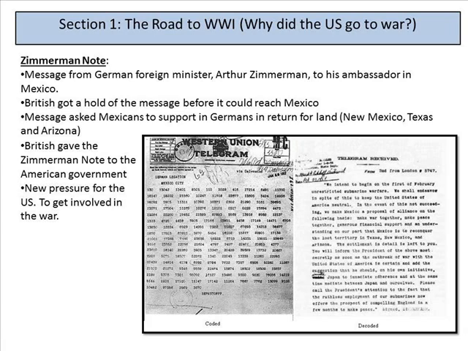Again, in section number 1, we see the Zimmermann Note. The Zimmermann Note is also a piece of sparking the United States' entrance into the war. You can see that it was a message from a German foreign minister, Arthur Zimmermann, to his ambassador in Mexico. The British got a hold of the message before it could reach Mexico. You can see a picture of it to the right. The message asked Mexicans to support the Germans in return for land in New Mexico, Texas, and Arizona.